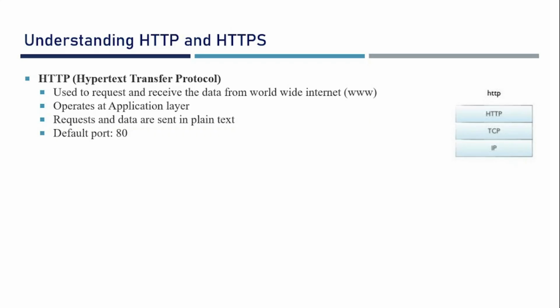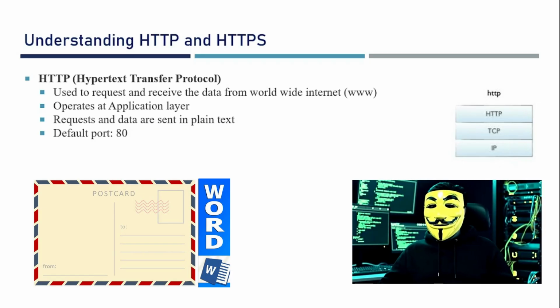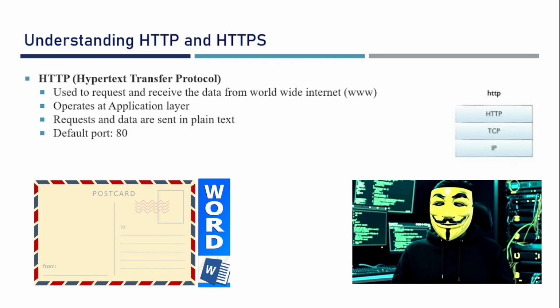So the basic difference between HTTP and HTTPS is that HTTP is used to request and receive data over the World Wide Web, and it works on port 80. Data is sent in plain text, meaning anyone intercepting the traffic, like on public Wi-Fi, can read or modify it. So think of HTTP like sending a postcard. Anyone who handles it, the mailman, sorting center, etc., can read your message and even change it before it reaches the receiver.